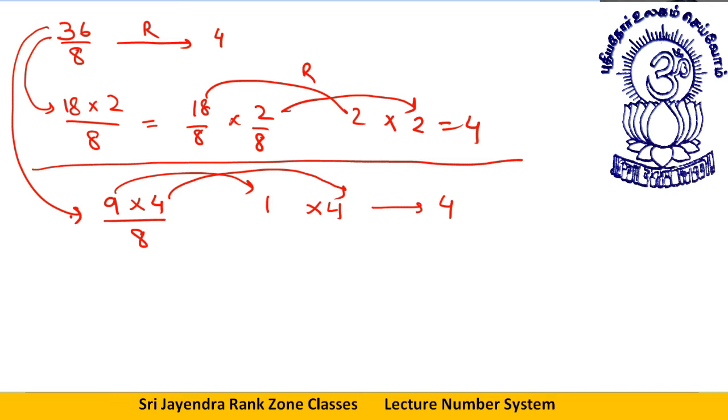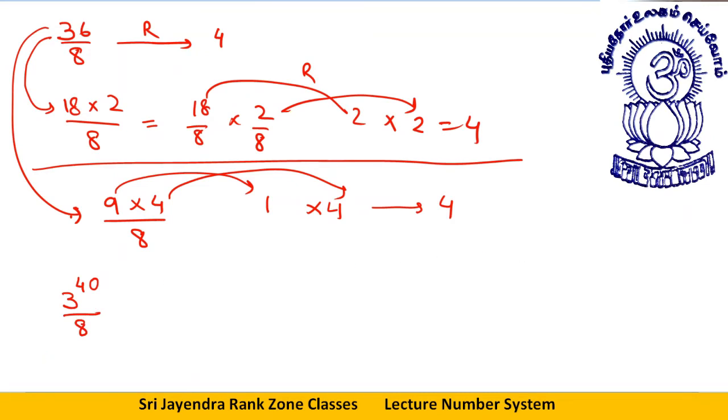This was the main thing. Now we will come to the questions based on this only. Now suppose somebody asks me 3 raised to power 40 divided by 8. What will be the remainder? How will I do this thing?